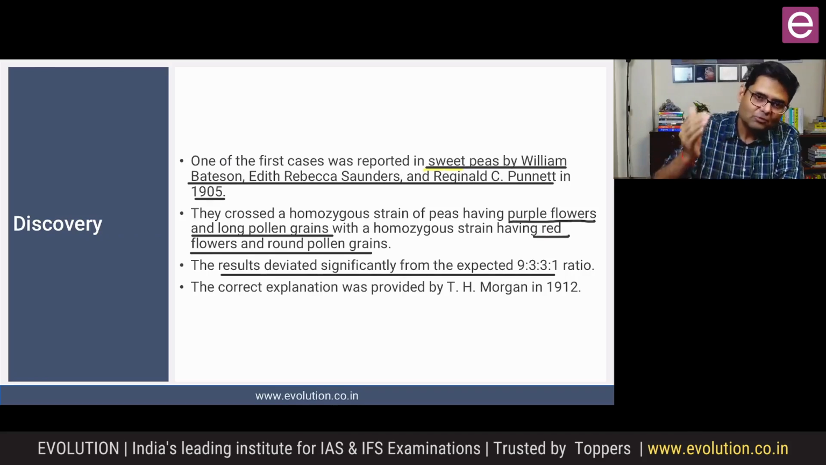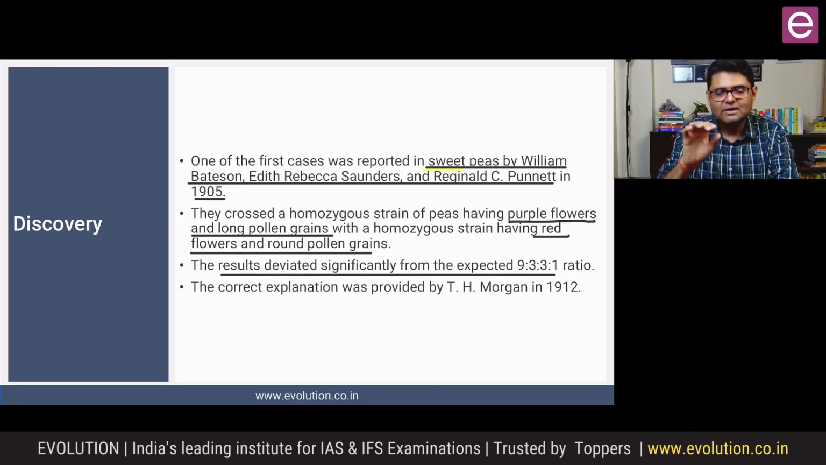Now, before I move any further, I will show you the experiment carried out by Bateson and Punnett.